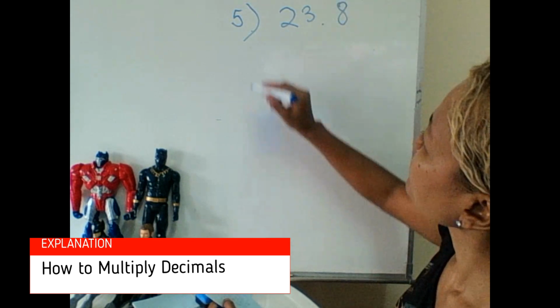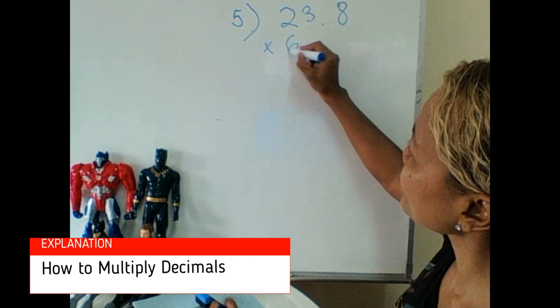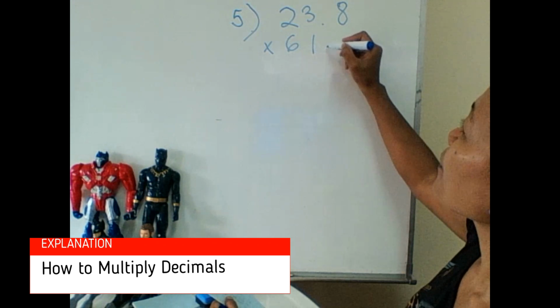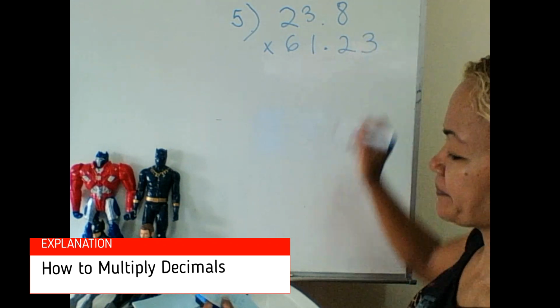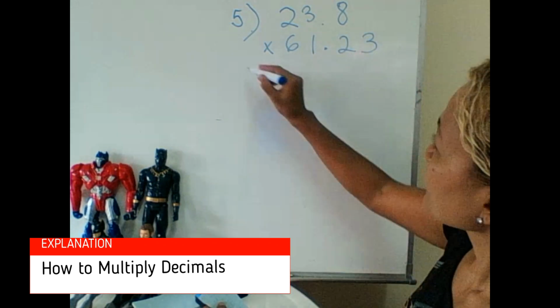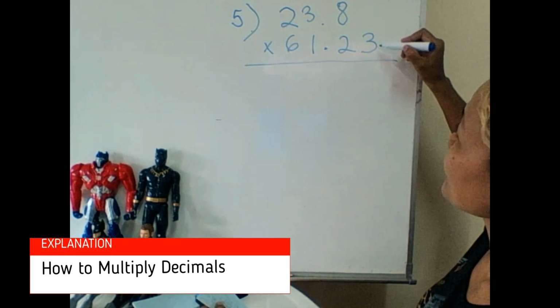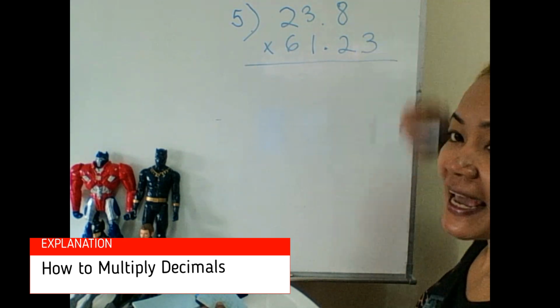23.8 times 61.23. All right, so we start here. 3 times 8.